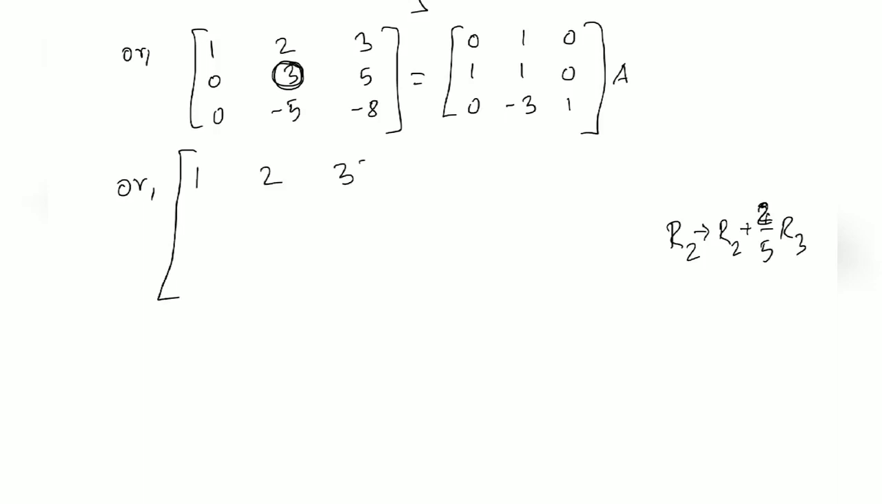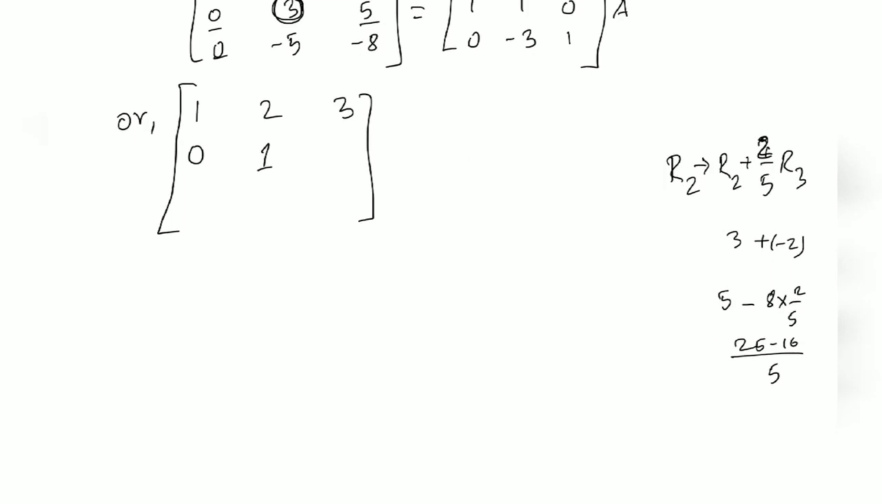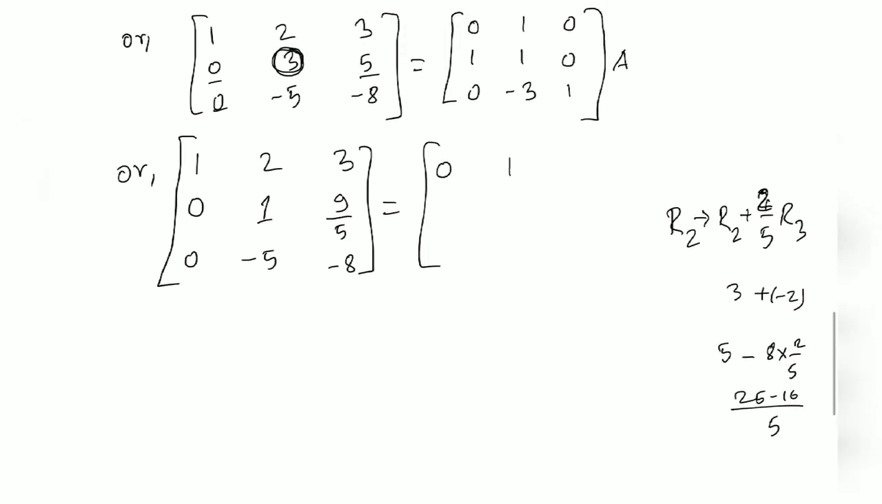Remember, we have replaced this first C1. While applying the row operation, we are converting column wise: first column 1, then column 2, then column 3. We are applying like this, okay? So R2 plus 2 by 5 into R3. So 2 by 5 means 5 goes 1 and 8 by 5. So we have 5 minus 8 by 5, and we have minus 8. Perfect. Now the same thing will be applied in the I matrix also.